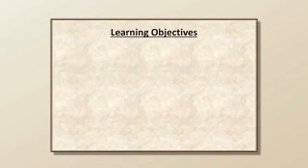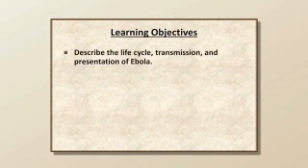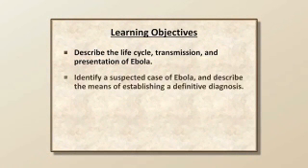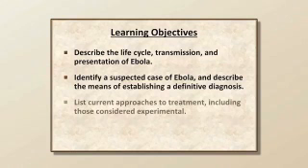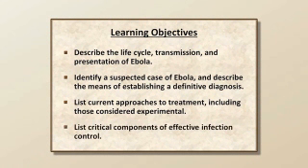The learning objectives of this video are to be able to describe the life cycle, transmission, and presentation of Ebola, to identify a suspected case of Ebola and describe the means of establishing a definitive diagnosis, to list the current approaches to treatment, including those considered experimental, and last, to list the critical components of effective infection control.